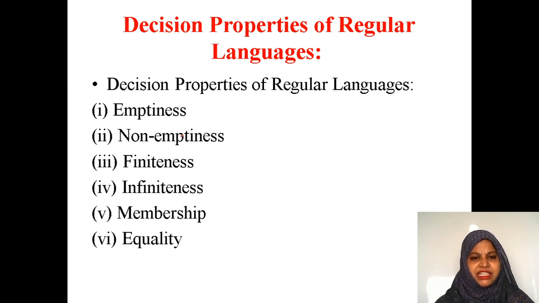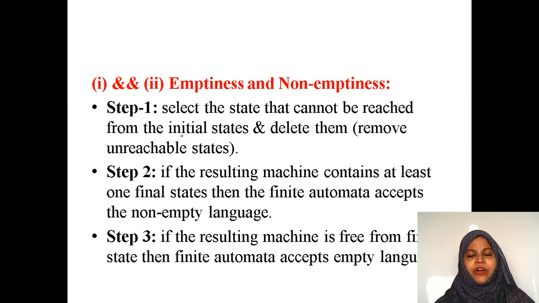Here, the first one is emptiness and non-emptiness. I combine these 2 properties, emptiness and non-emptiness. What do you mean by emptiness? Here, select the state that can't be reached from the initial state and then delete that particular state, which means that it is the unreachable state.